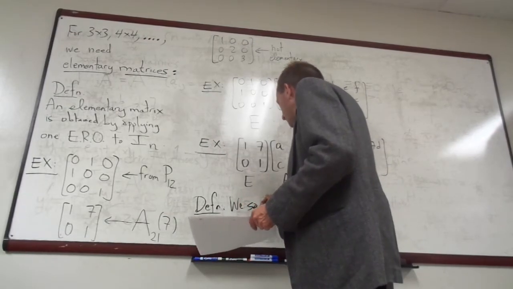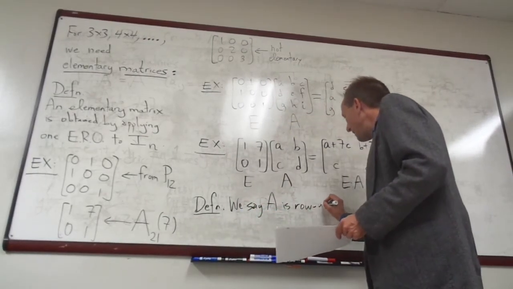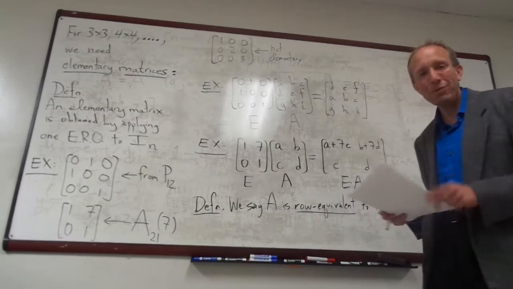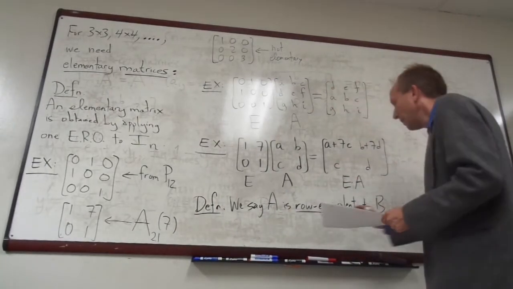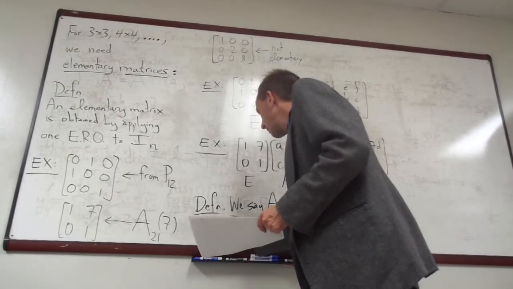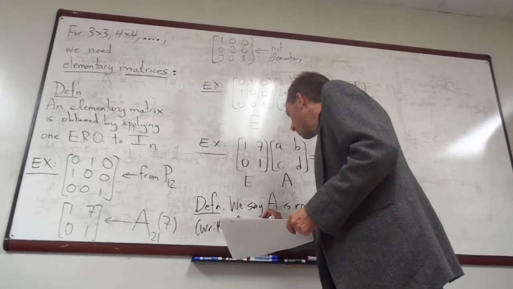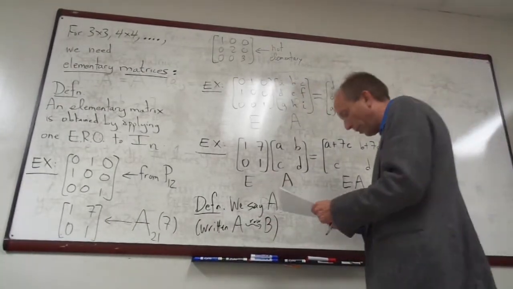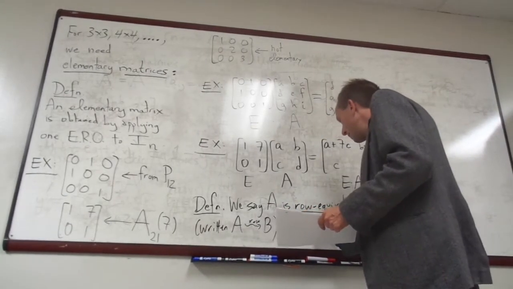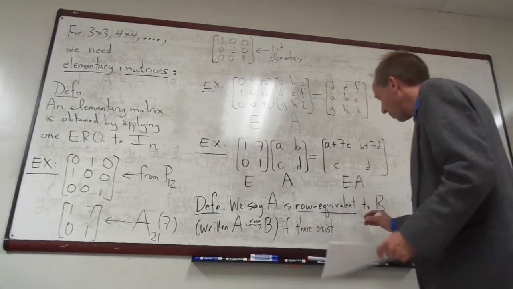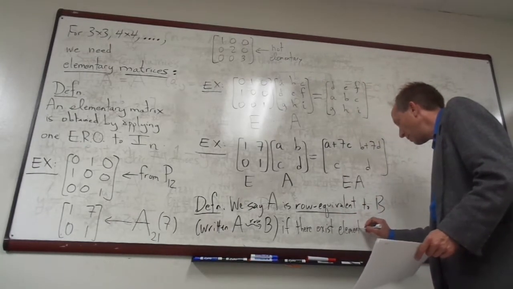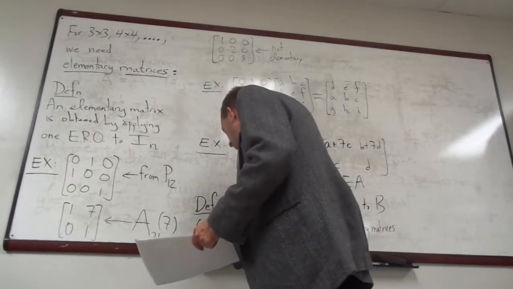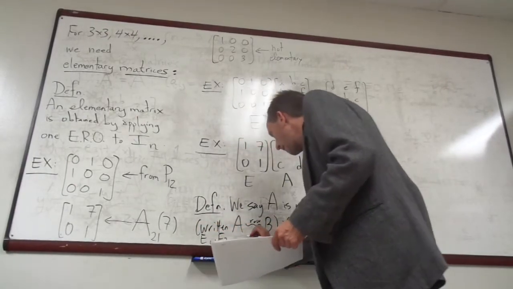We say that A is row equivalent to B. So we have two matrices, A and B. They are row equivalent, and sometimes I like to write this as A with a squiggly arrow with the word row above it, to B. So row equivalent if there exist, in other words, if we can find elementary matrices, let's say they are E1, E2, dot, dot, dot, up to EK.